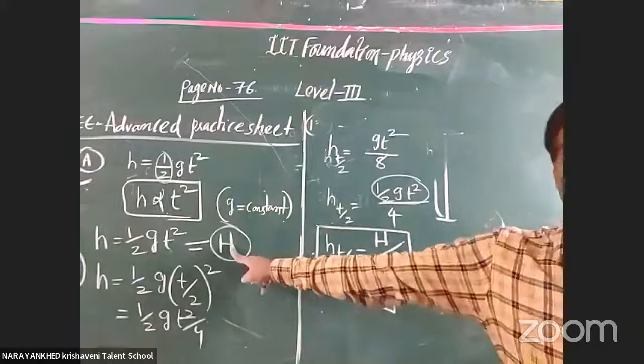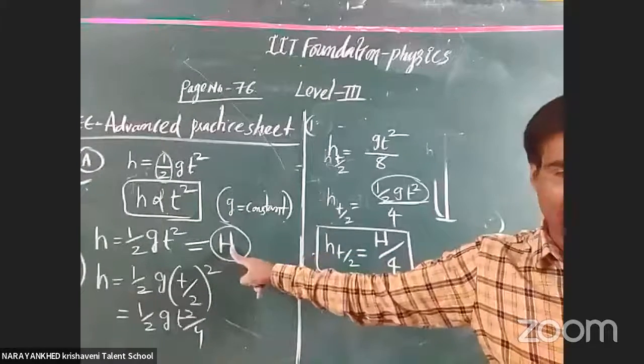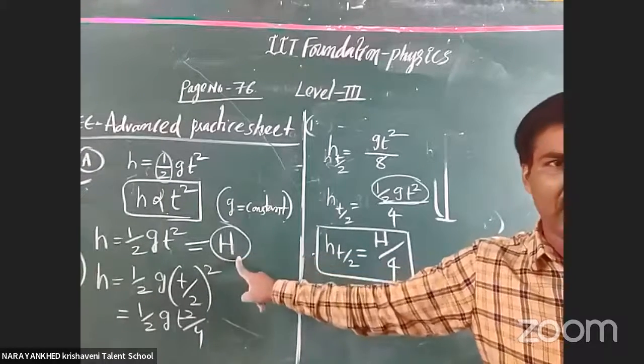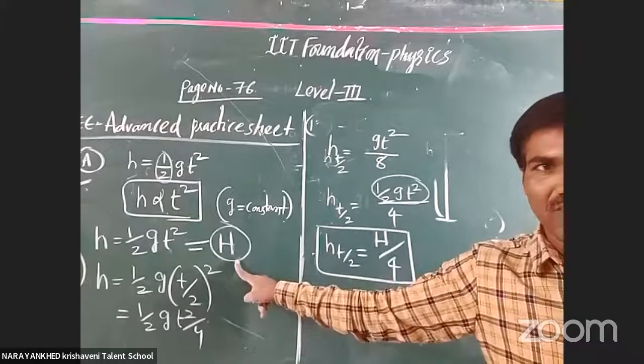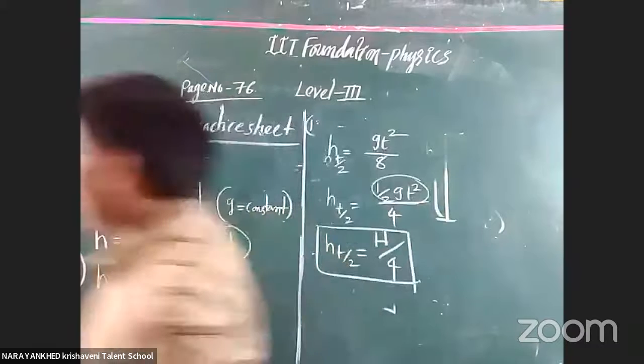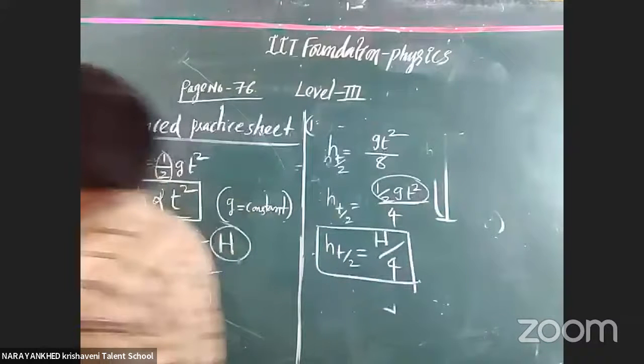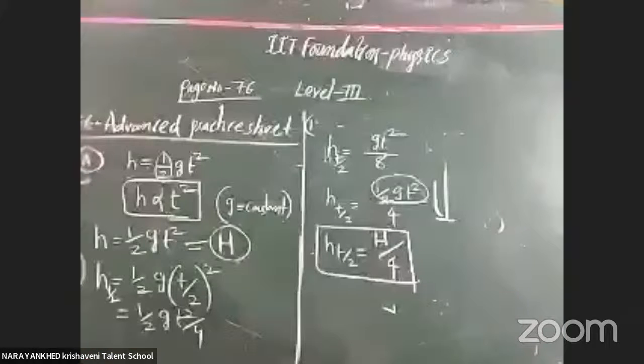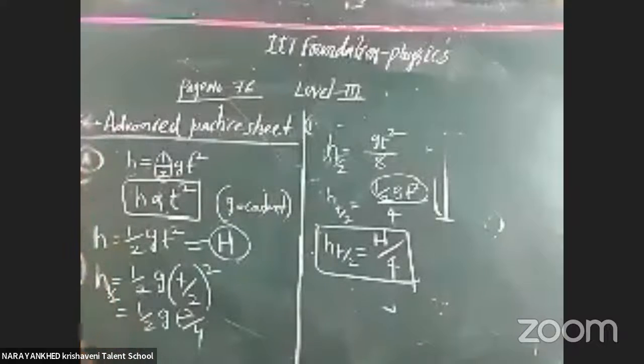Actually, the given value is what? The total traveling distance we have taken as capital H. After half the time, at t by 2 seconds, the distance will become H by 4. Okay, note this once.